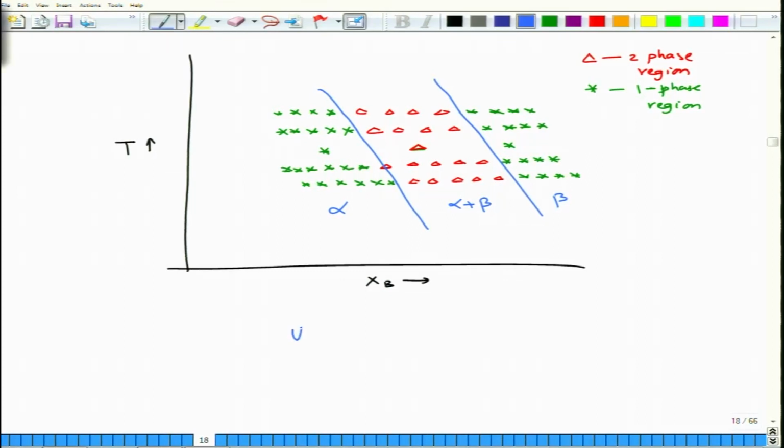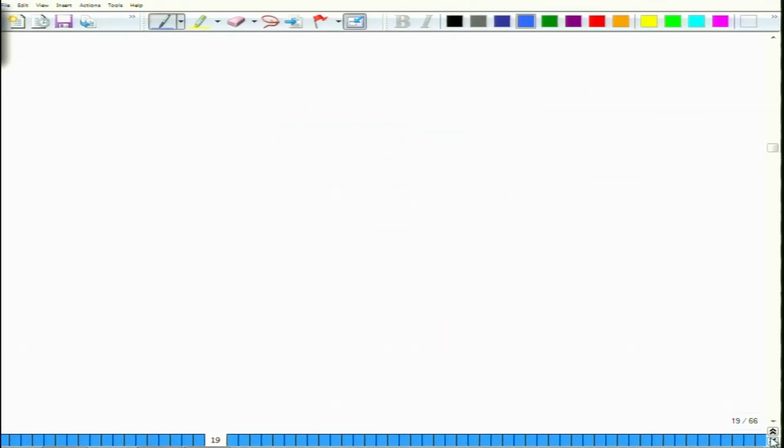So, this is using temperature dependent XRD. Okay. Now, let us look at some of the auxiliary or other methods that are used to assist with phase diagram identification. So, the first method that we use is called dilatometry.